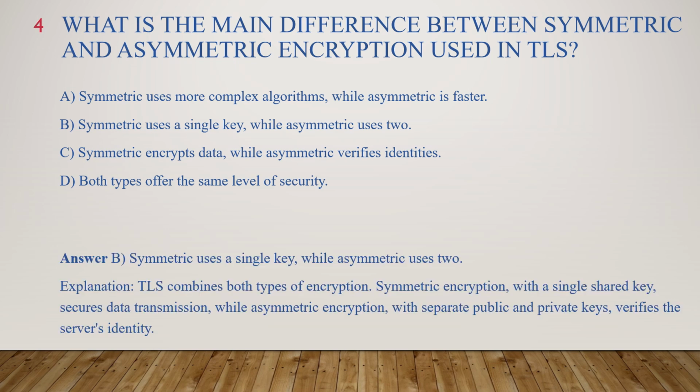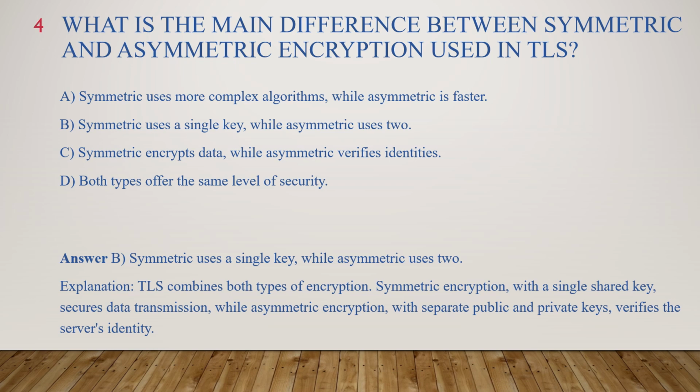The main difference between symmetric and asymmetric encryption used in TLS is B. Symmetric uses a single key, while asymmetric uses two. Here's a breakdown of the key differences. Symmetric encryption uses a single secret key for both encryption and decryption. Faster and more efficient, especially for large amounts of data. However, securely sharing the key across communicating parties can be challenging.